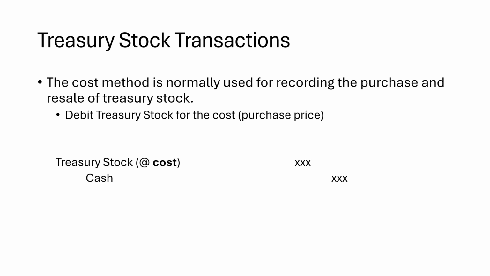In recording treasury stock transactions, the cost method is used. So when a corporation buys back its shares of stock from the stockholders, that is when it is called treasury stock. When a company reacquires those shares, they will debit treasury stock at whatever cost it was to buy those back from the stockholders, and credit cash for the amount of cash that they had to pay out.